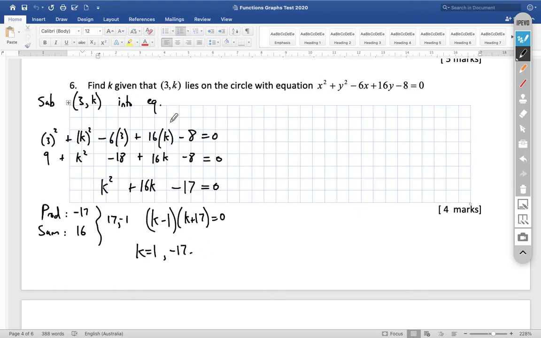Find k. We've done it. All right. It should make sense to you that there's two solutions. Circle. Center would be at 3. Half that, put a minus on it, and minus 8. 3, minus 8.